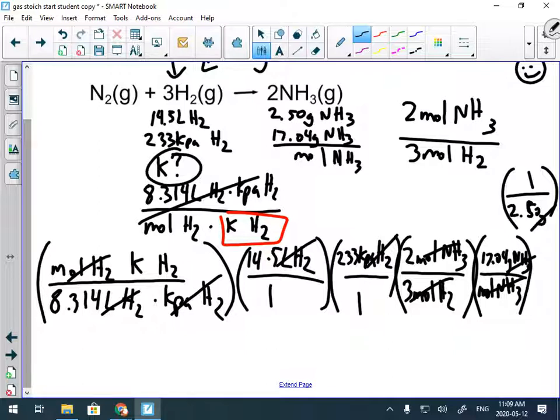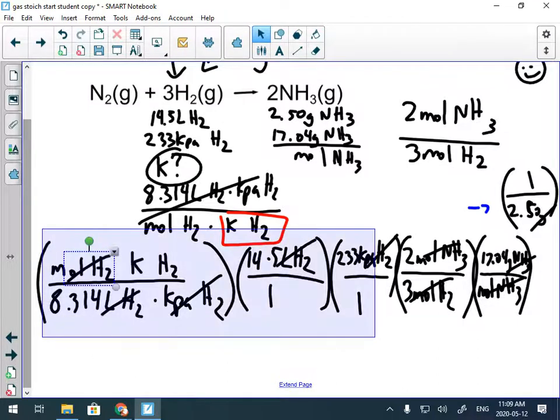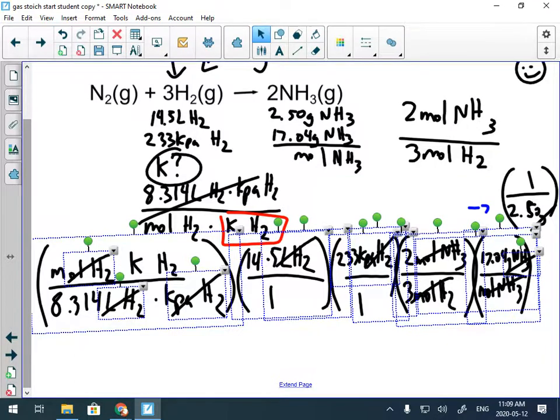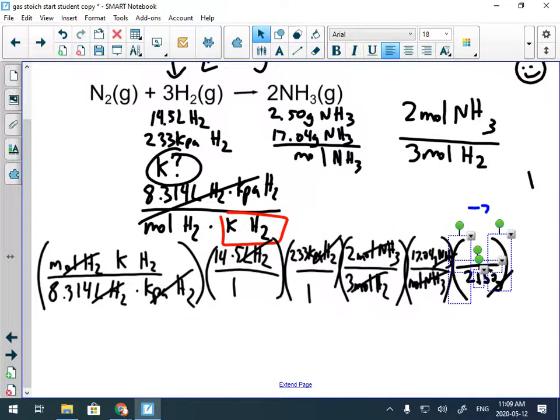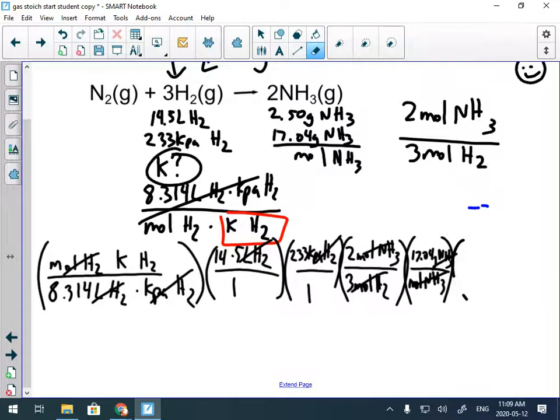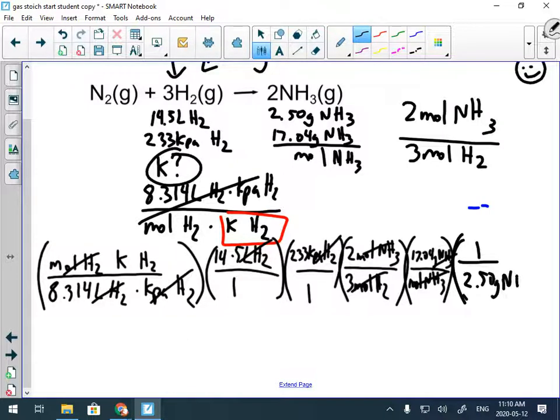Everything on top: 14.5 times 233 times 2 times 17.04, divided by the bottom, which is 8.314 times 3 times 2.5. Remember, this 2.5 is on the bottom. Just to make this a little better for everybody at home, I will group this and shrink it, and we can sneak the mass down there, 1 over 2.50 grams. Okay, and my final answer is 1,846 Kelvin. Well, that's pretty hot.